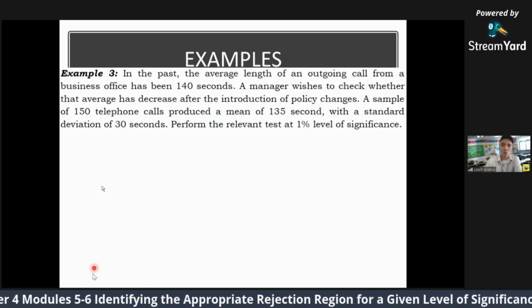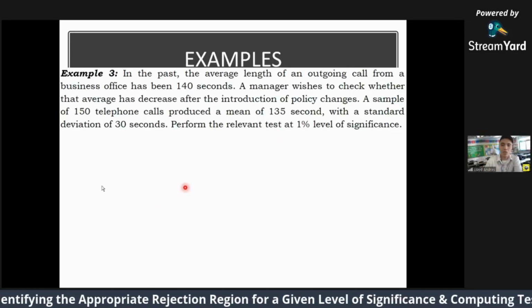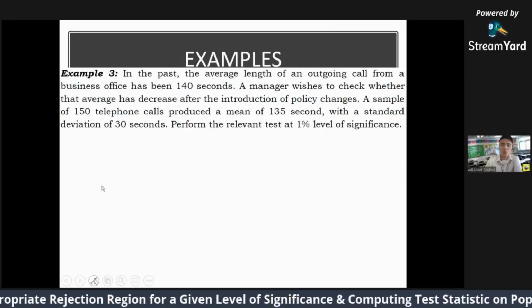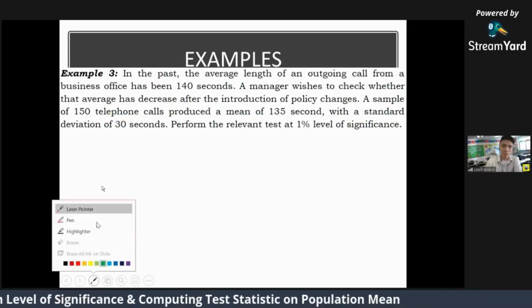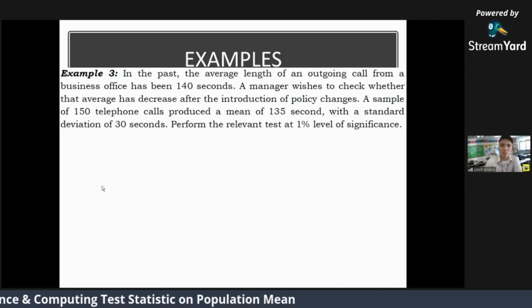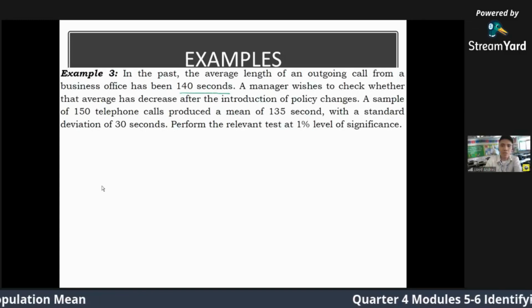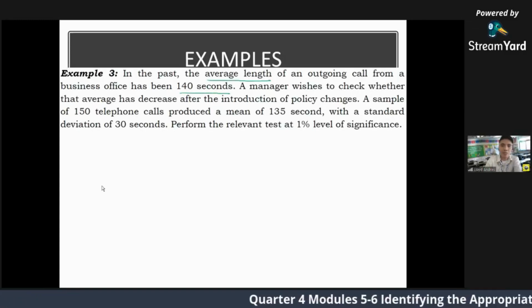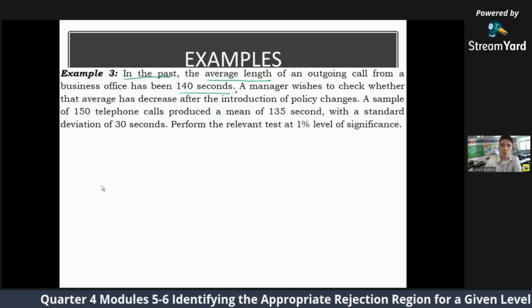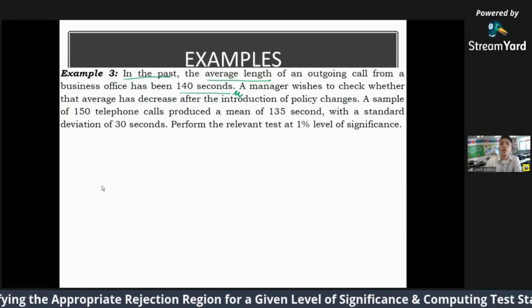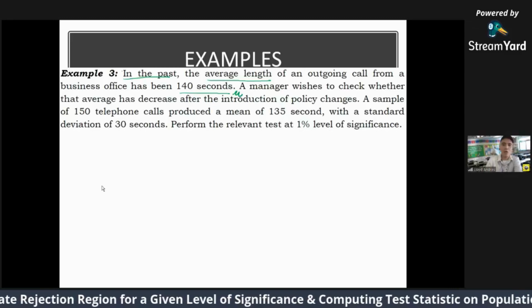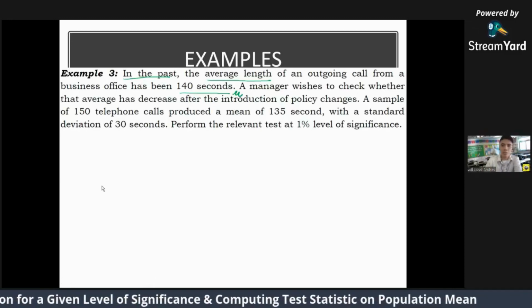So, dili na to humanon, ang goal lang nato dire is mag-compute og test statistic. So sige, first let's determine unsay mga given. So kaning 140 seconds, average length man daw na in the past. So meaning this is our mu, the population mean.